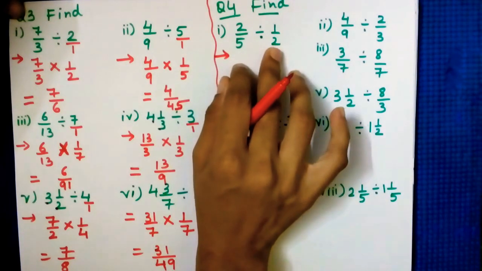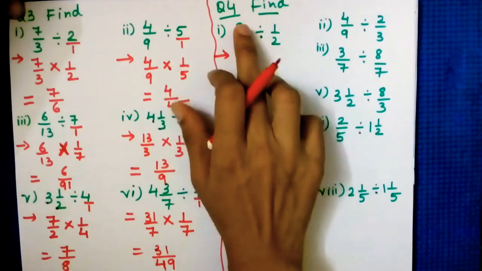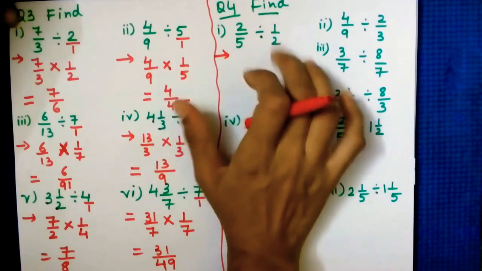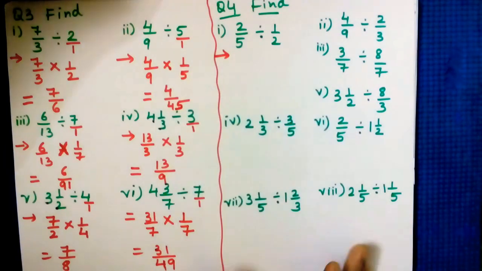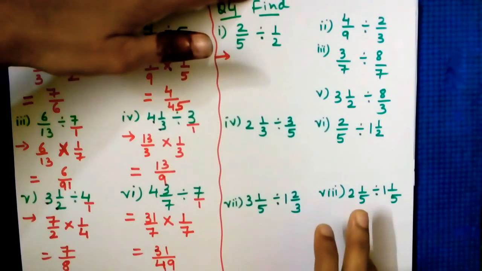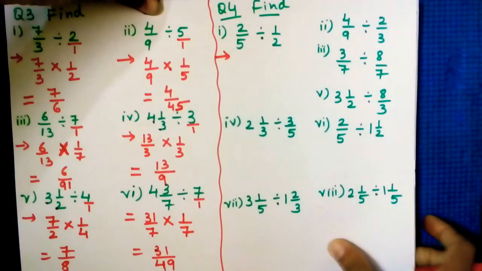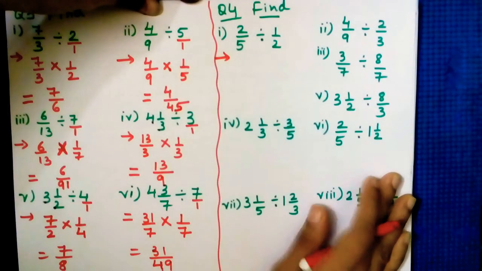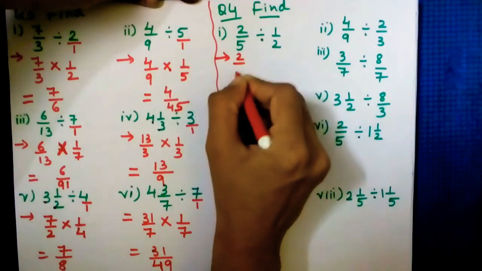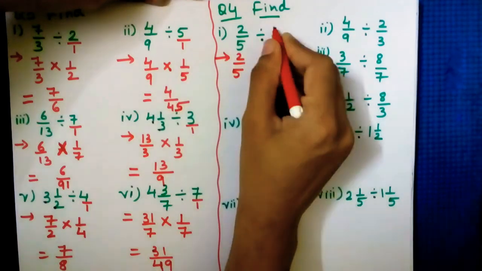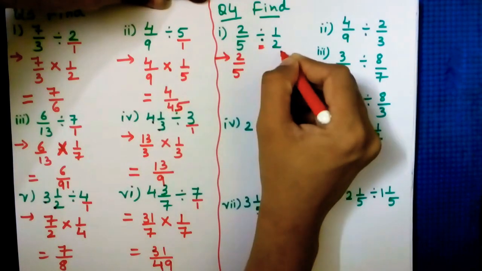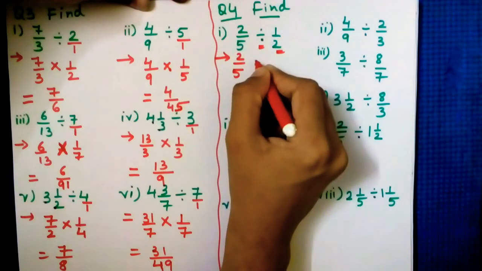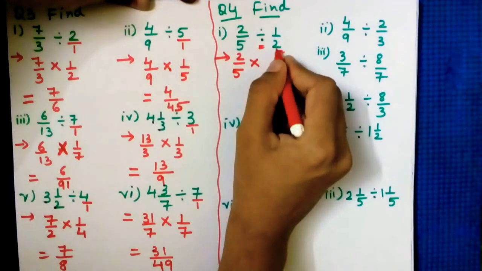Method is same. First part again we will keep same, and we will take reciprocal of second part. So let us see question number 4. So this is our question number 4. As I told you, first part we don't have to change. So 2 upon 5 will be as it is. Now we have to change this sign and this number's reciprocal. So division sign we will change into multiplication, and 1 upon 2.